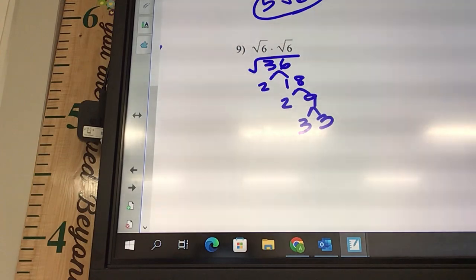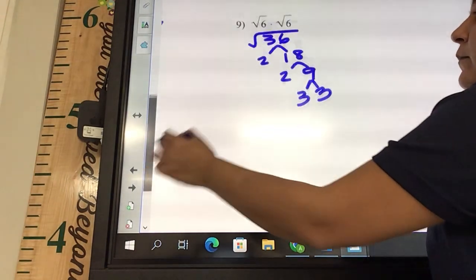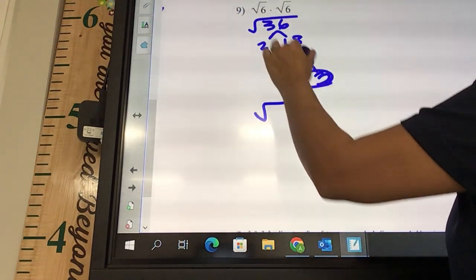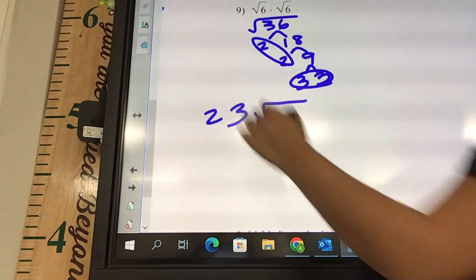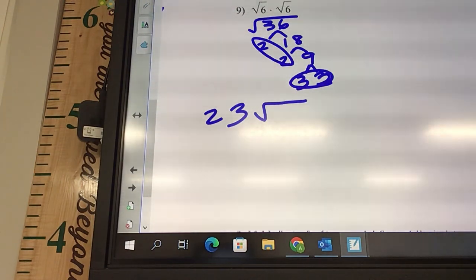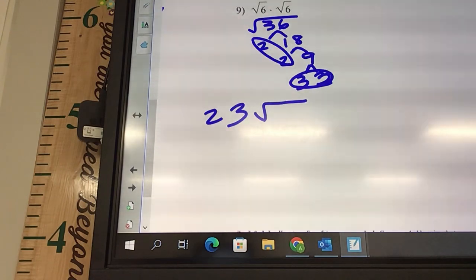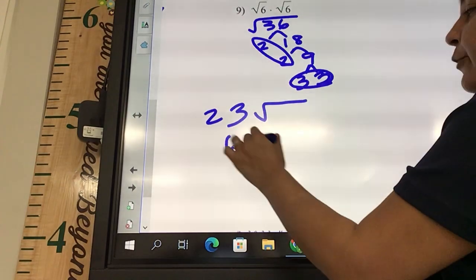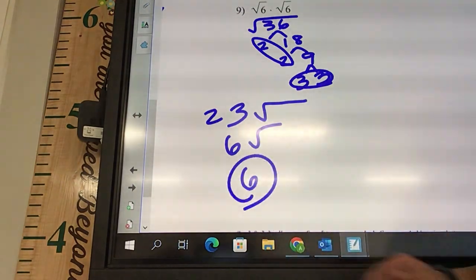Who can go? One group of 2s and one group of 3s. Who cannot go? No one. See how there's nothing left on the inside? That is because this is a perfect square root. What is the square root of 36? 6. And that's how we get this 2 and 3 giving me 6. Square root of nothing, which is just 6.